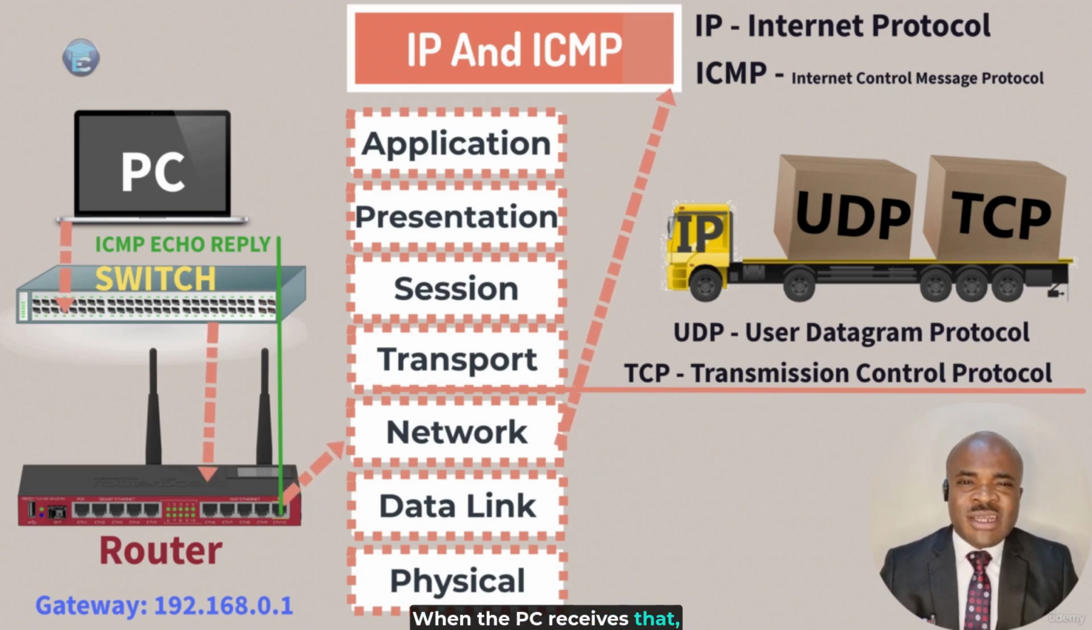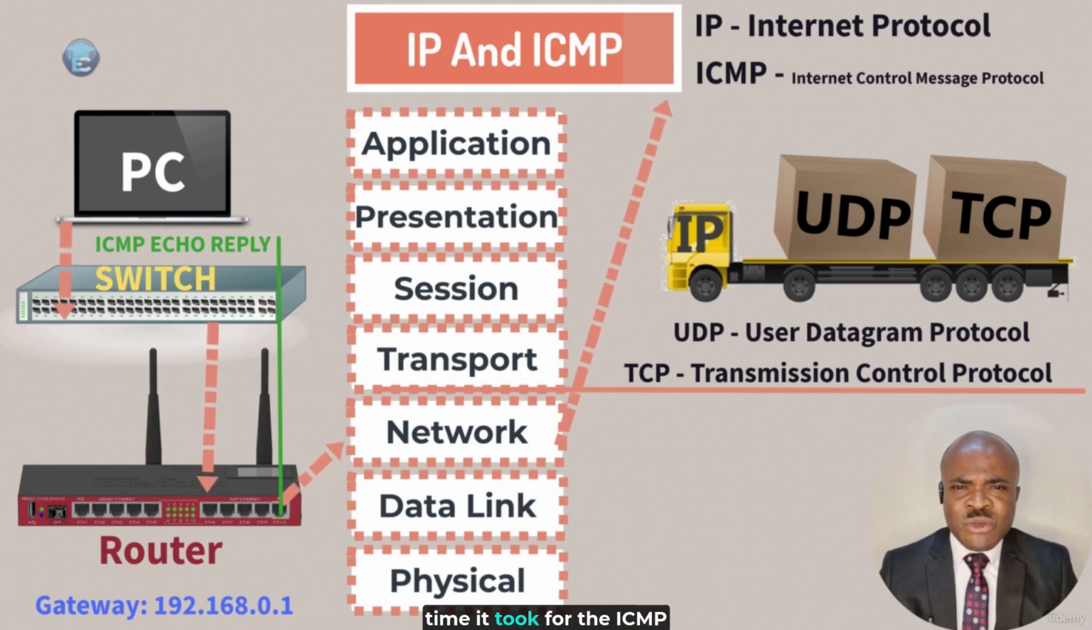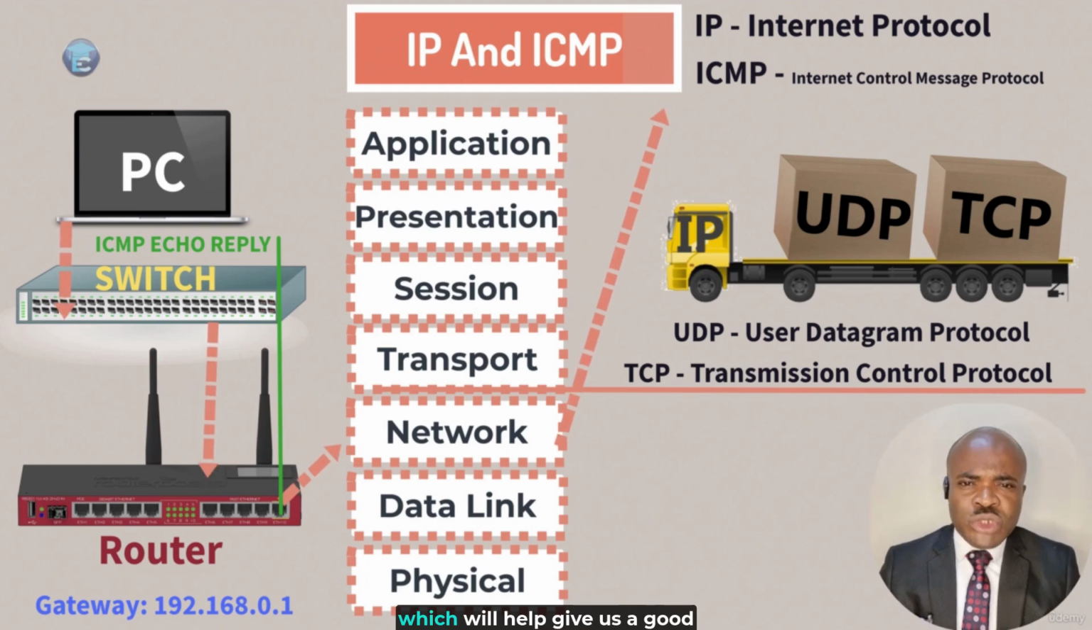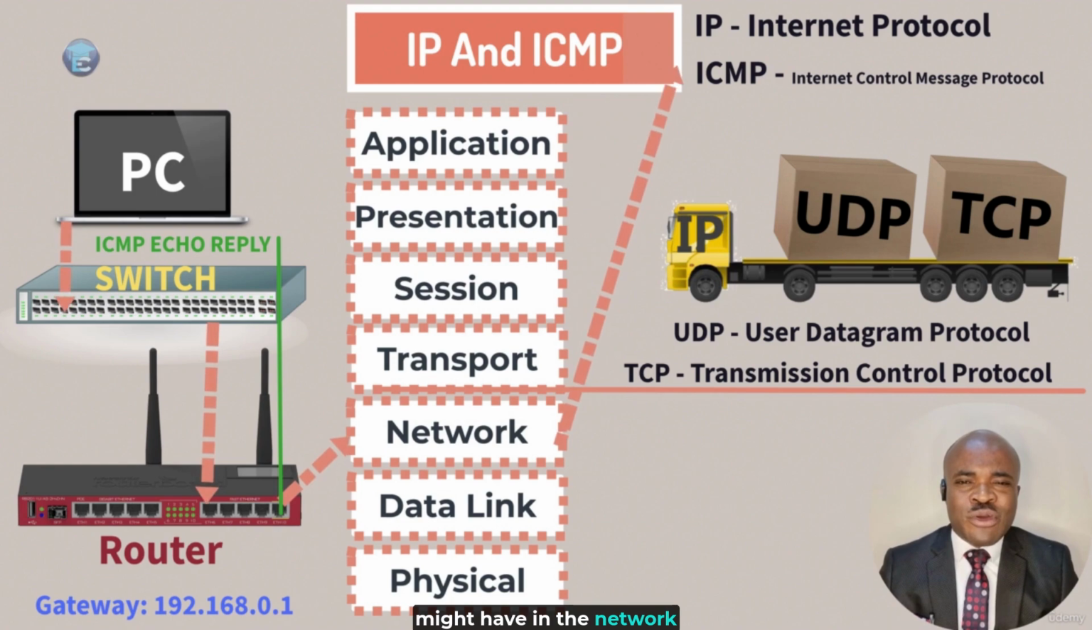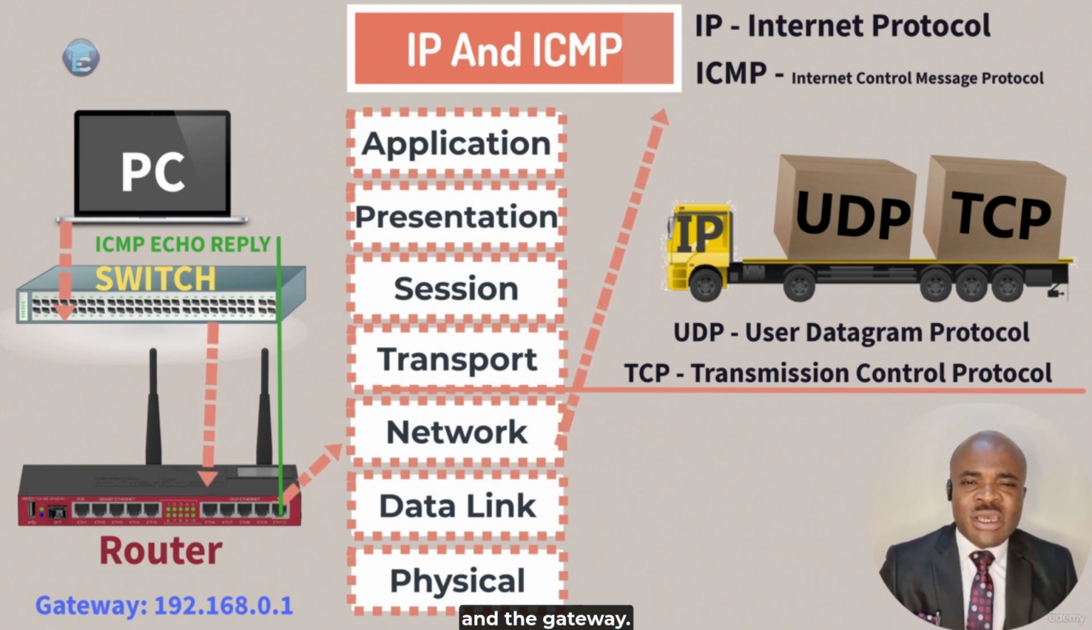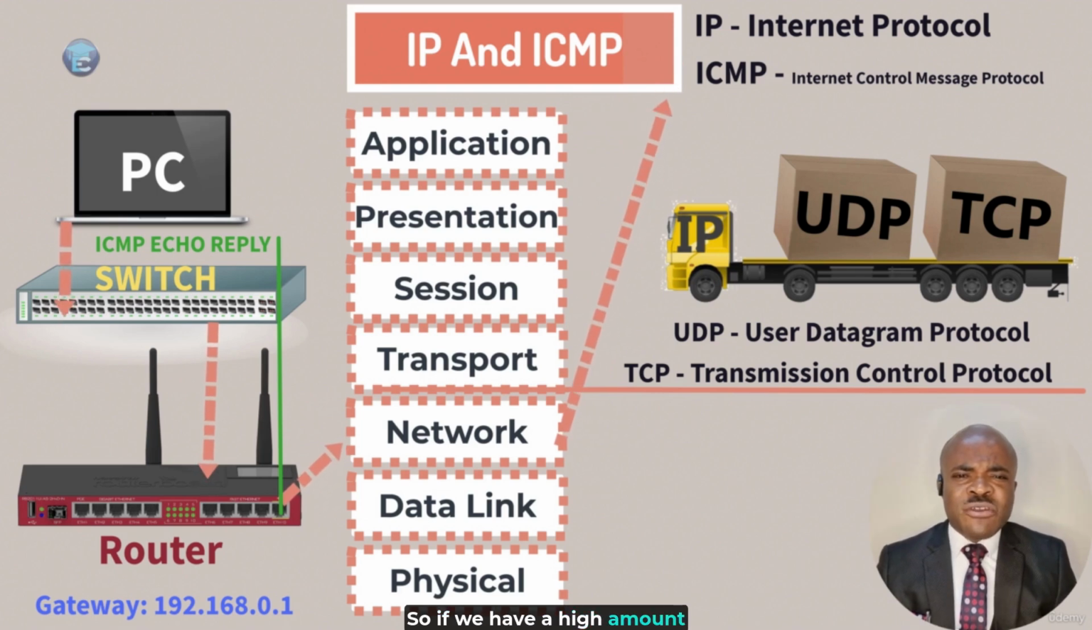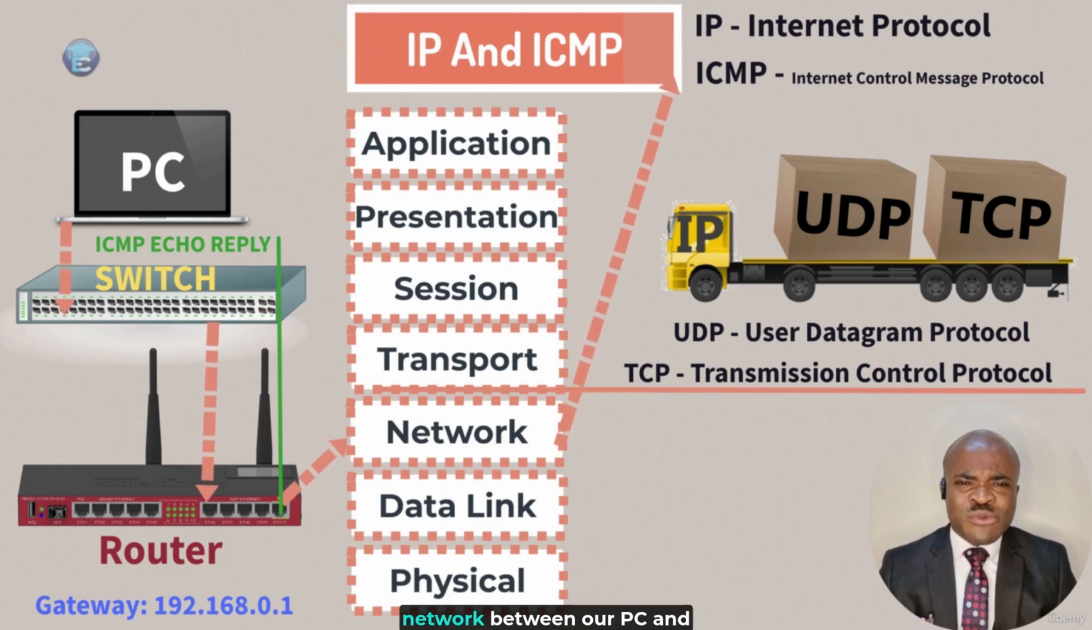When the PC receives that, it's going to return a message back to us in the terminal or the command line or wherever we are issuing our ping command, and it's going to let us know that this attempt was successful. It's also going to display other metrics such as the round trip time it took for the ICMP process to complete, which will help give us a good idea about any delay that we might have in the network between maybe our PC and the gateway. So if we have a high amount of delay or latency here, that could indicate that there's an issue somewhere in the network between our PC and the gateway.